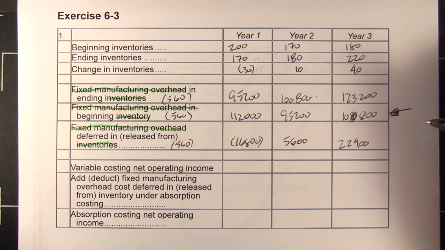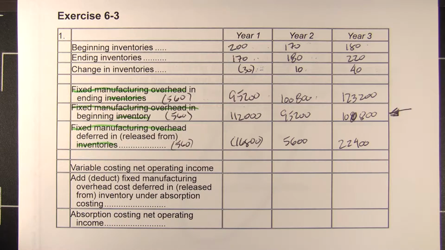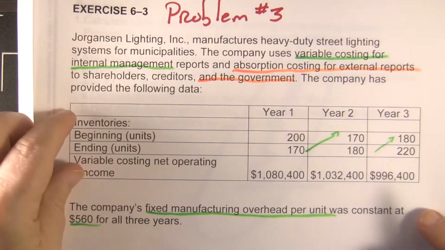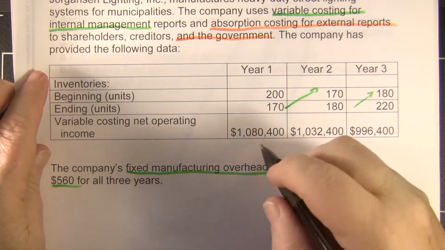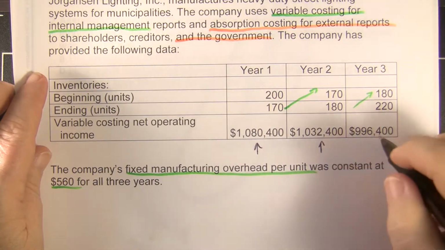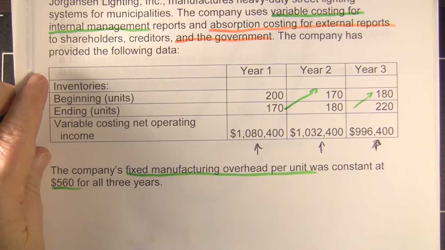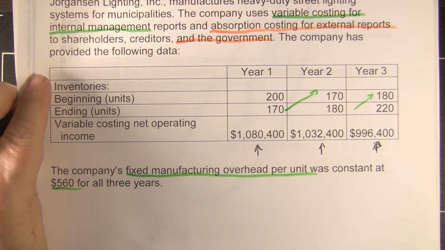Okay, so variable costing net income. How do we come up with that? All we have to do is go through and look at the variable cost per unit, but instead of that, it's actually easier. They gave us the variable costing net income. I was going to show you how to compute it, but this is easier. They gave us the number.